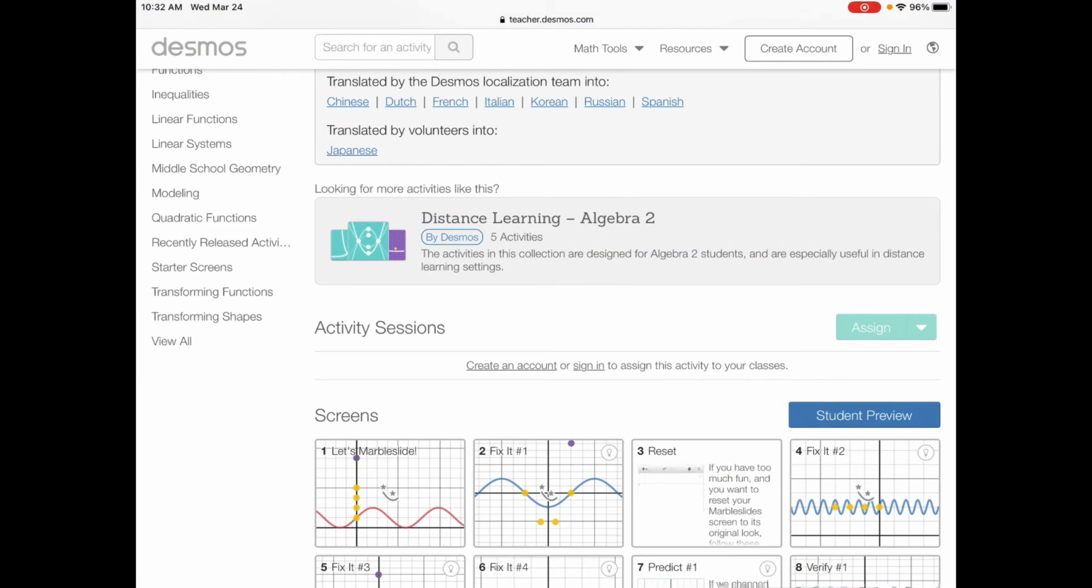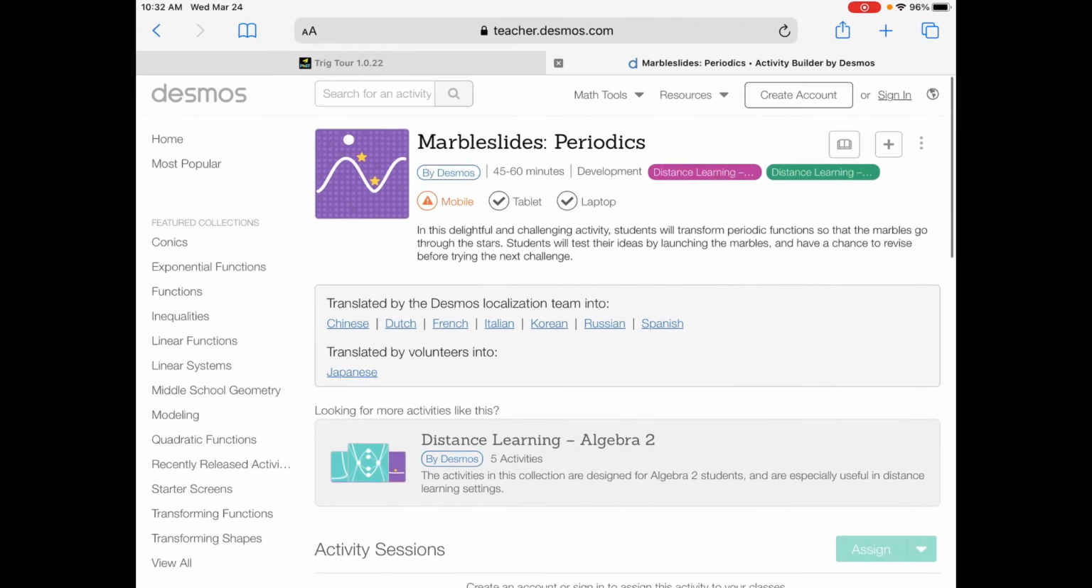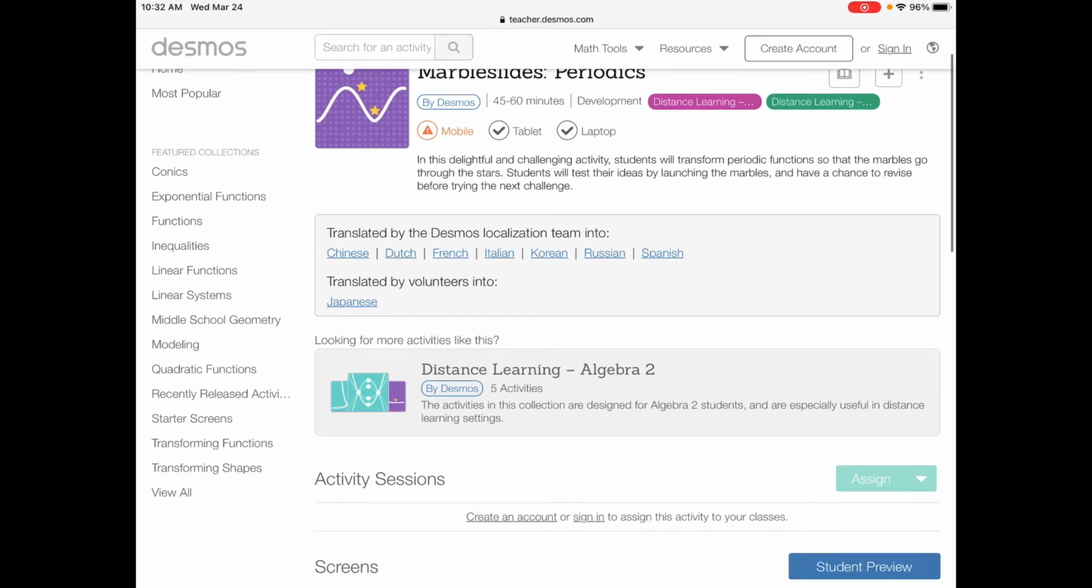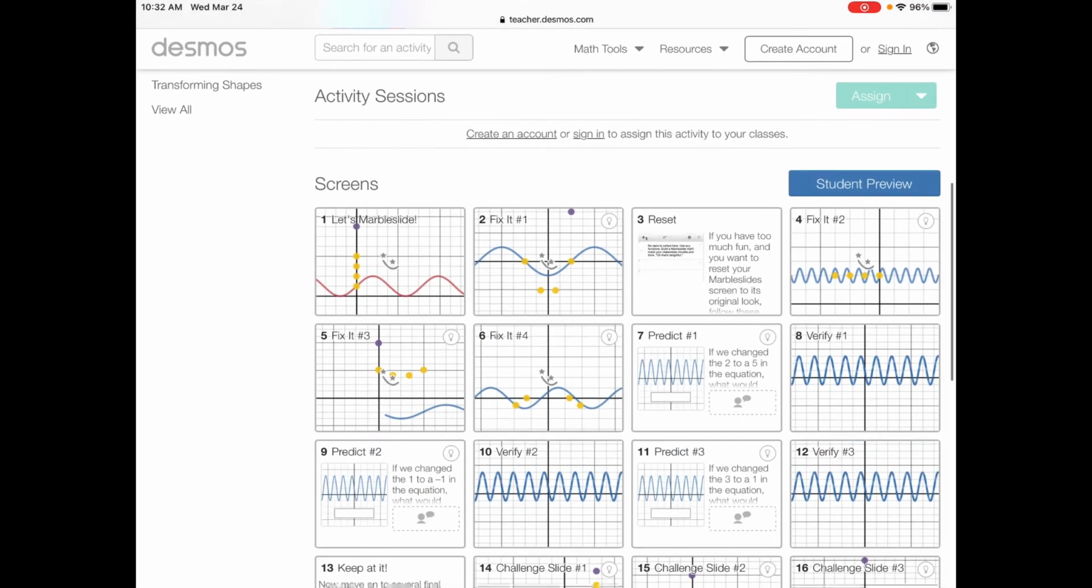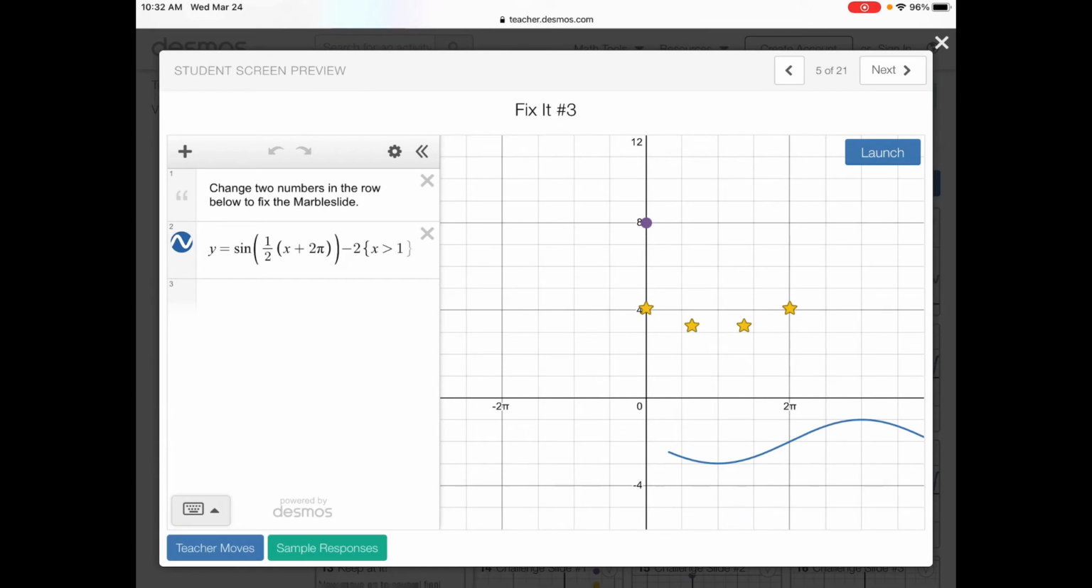For the second part of this, I would have the students log on to Desmos to do the Marble Slide periodics activity. Desmos is a powerful online graphing calculator and helps students build connections because they can instantly see changes in the graph when they manipulate values. So this game is called Marble Slide. What students have to do is manipulate this curve so that when you launch, it will hit all of the stars. And you do that by manipulating values.